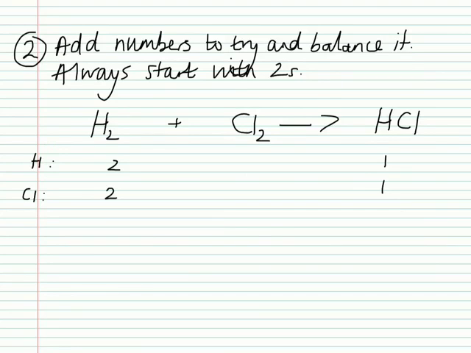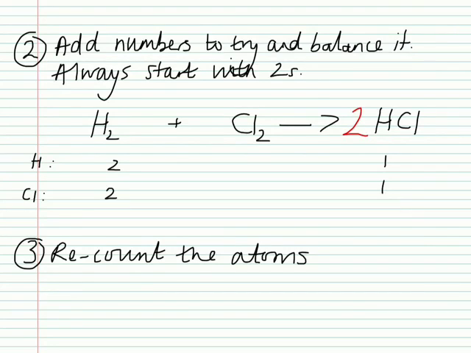Always start with 2's. Remember, you cannot add numbers, small ones at the bottom here. You can only add them at the front to change the number of molecules. In this case, I'm going to try adding a 2 to the HCl on the right-hand side. Then you need to recount the atoms on each side. Remember, this 2 refers to the whole molecule of hydrogen chloride.